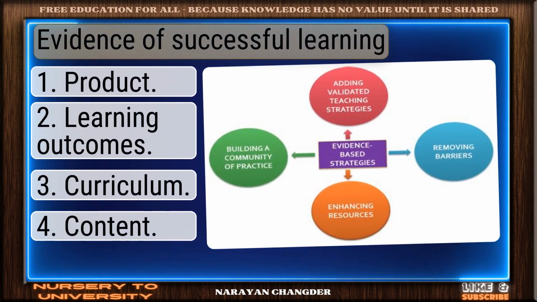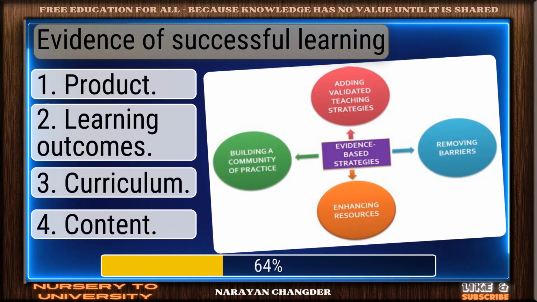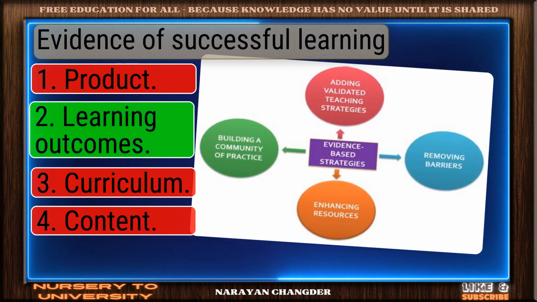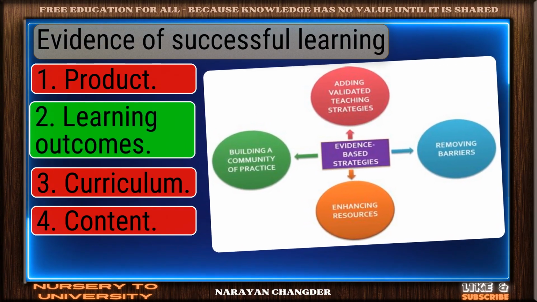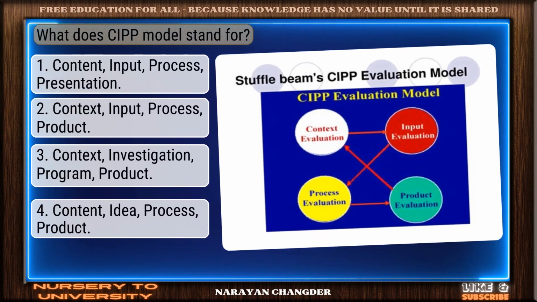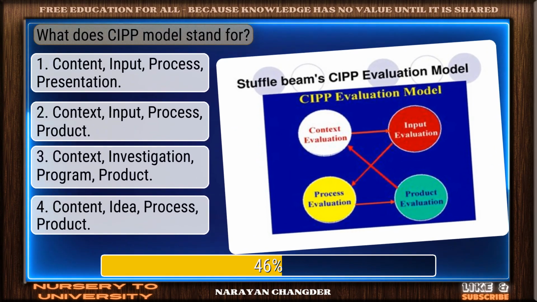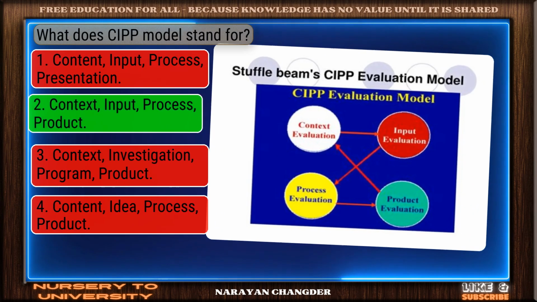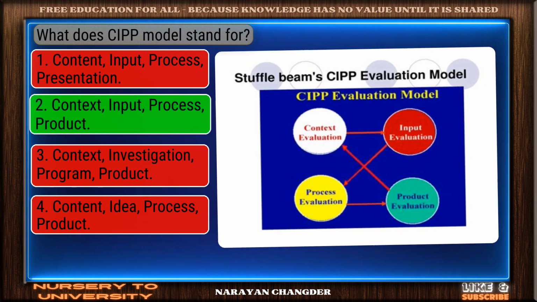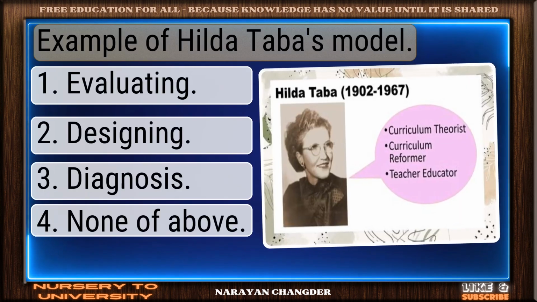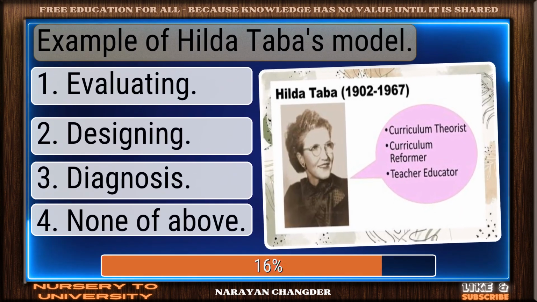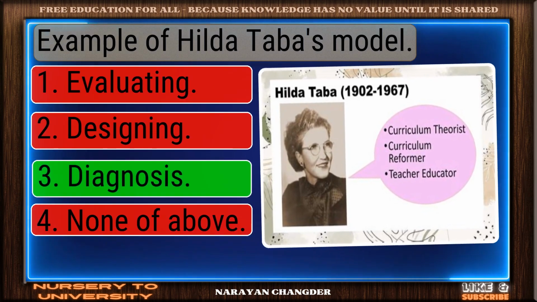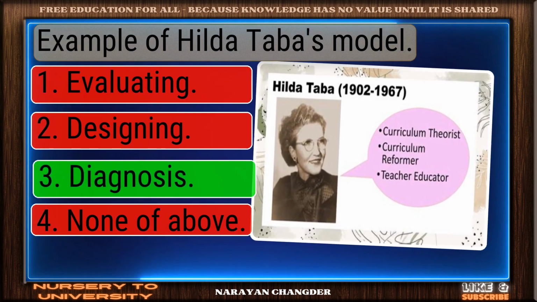Evidence of successful learning. Solid response. Learning outcomes is a valid choice. What does CIPP model stand for? Exactly. Context, input, process, product makes sense, and it is the right choice. Example of Hilda Taba's model? Smart move. Diagnosis is an accurate answer.